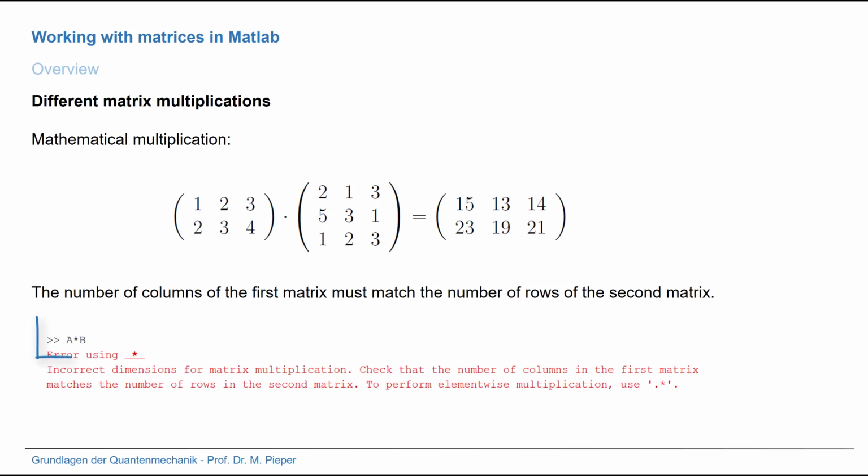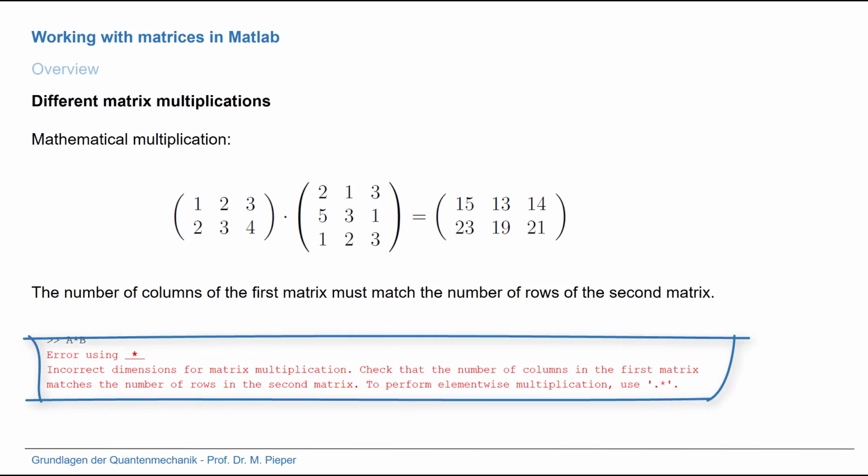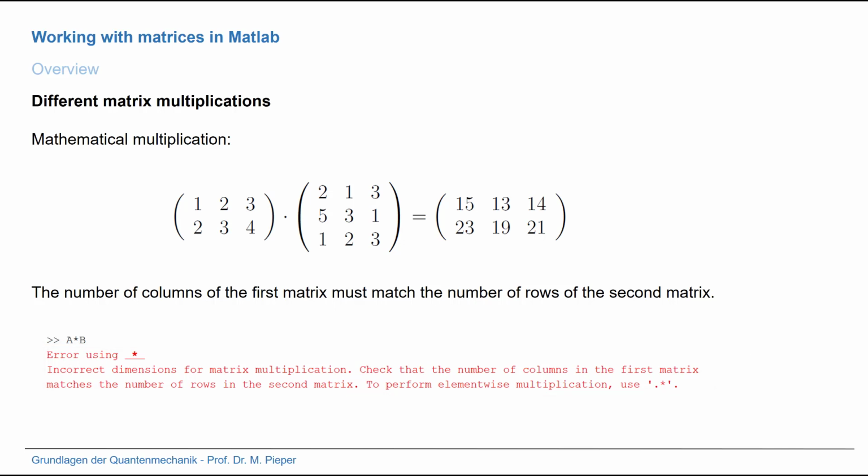If this does not match, you will obtain this error message. So first you see that you multiply 2 matrices using the star, and if the size does not match, you get this error message that tells you: error using the star. Incorrect dimensions for matrix multiplication. Check that the number of columns in the first matrix matches the number of rows in the second matrix. And always if you get this error message, you did something wrong with the size of the matrices.